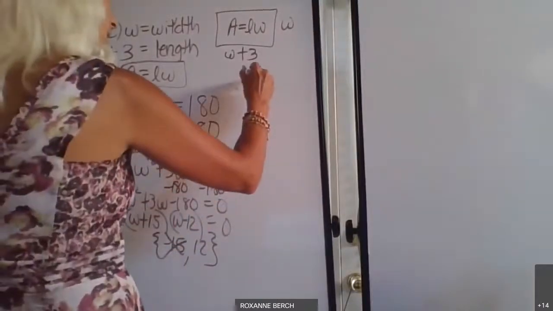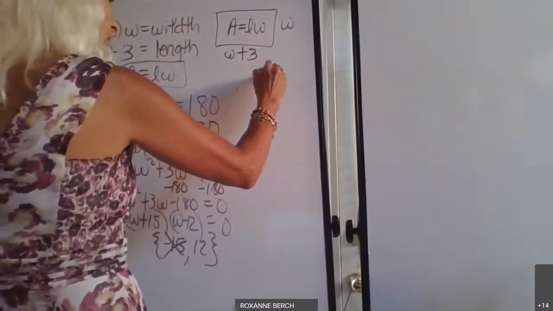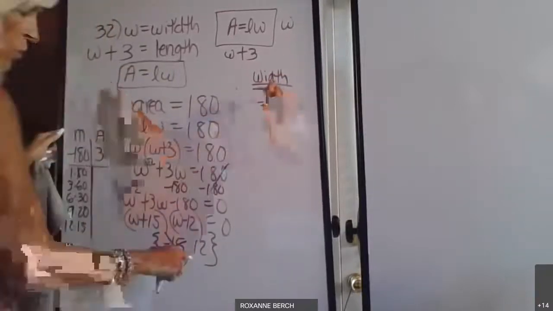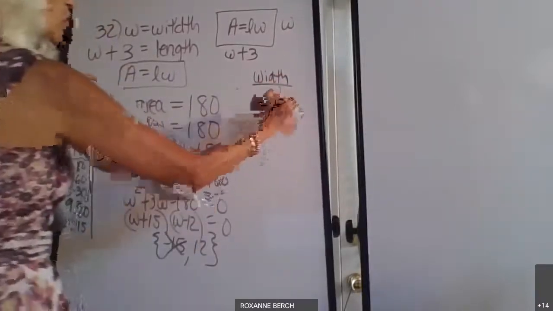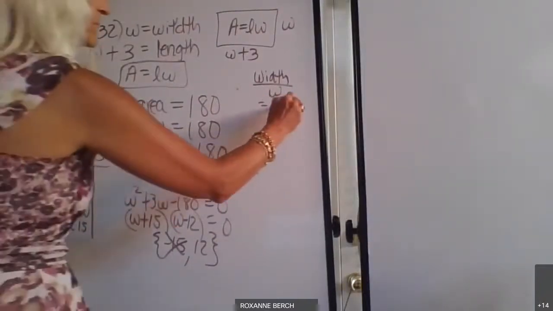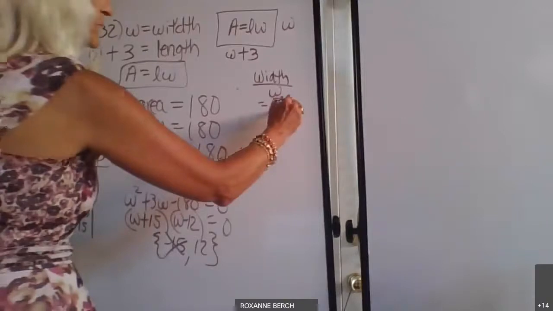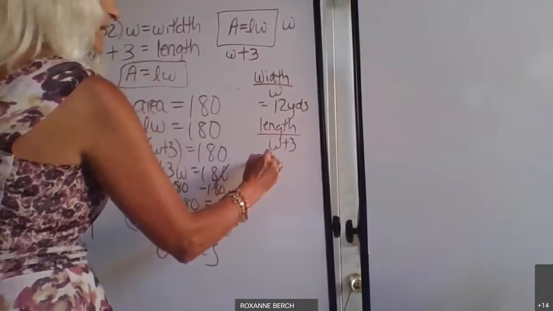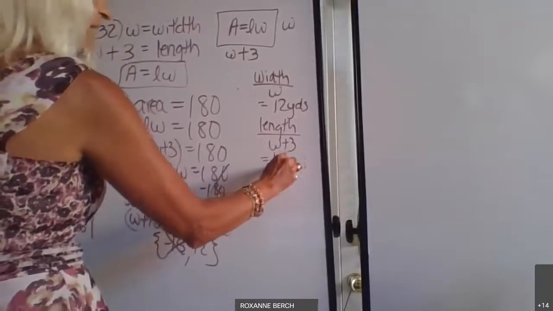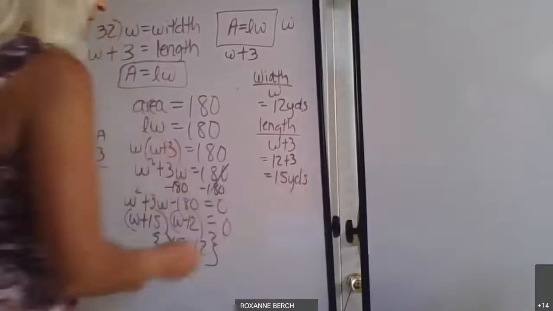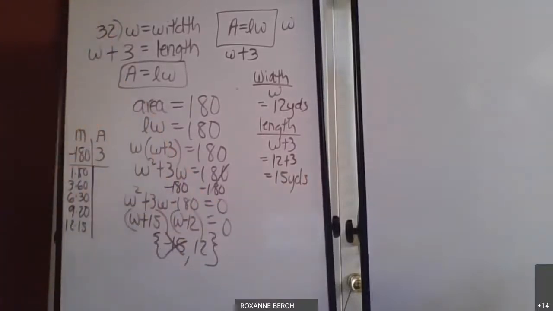And so what we have here is the width being W, which is 12 yards. And we have the length, which is W plus 3, being 12 plus 3, or 15 yards. And you throw out the negative because it doesn't make sense in this real life problem.